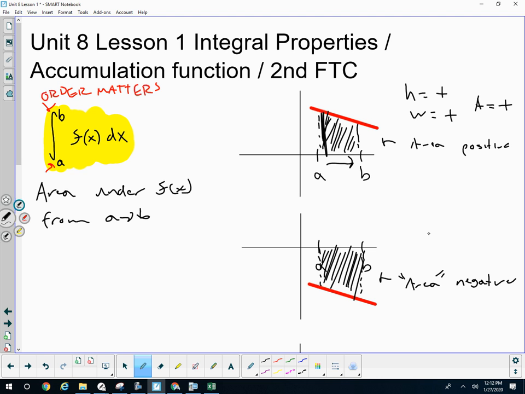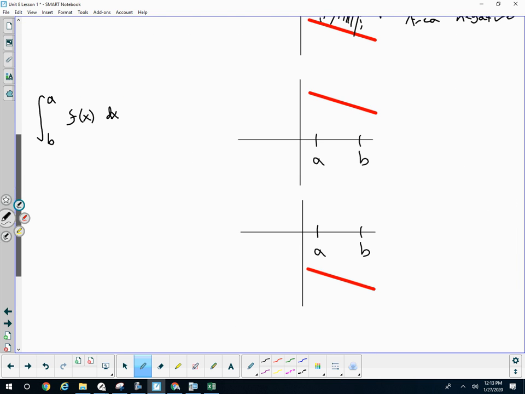Now here, why is my area negative? Well, it's because my heights are negative. My function values are going down to these negative y's. That's why I say my heights are negative, but my widths are still positive. Positive times a negative gives me a negative. Watch what happens if I went in opposite order from B to A.